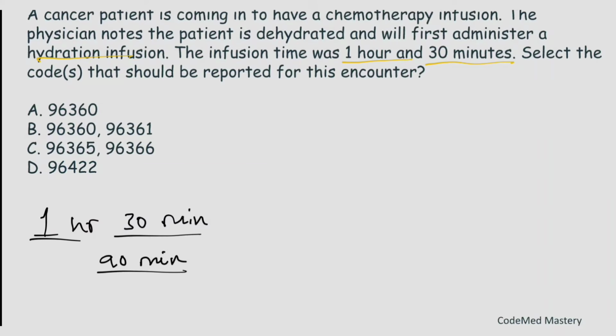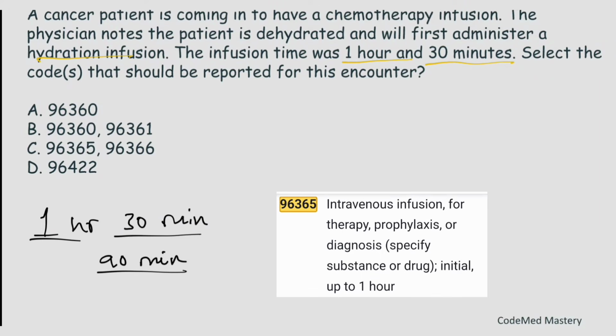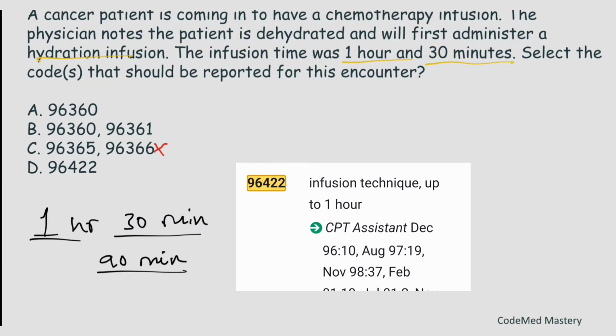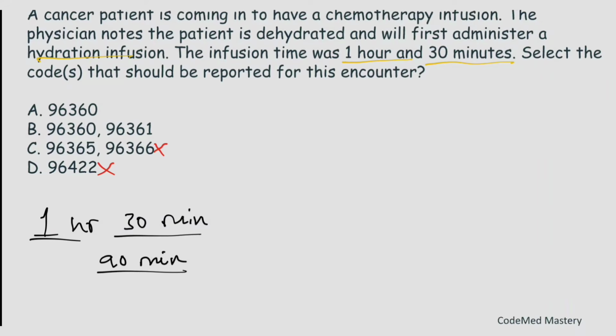In option C, they have mentioned 96365. In option D, 96422. 96365 is for intravenous infusion for therapy, prophylaxis or diagnosis. But according to the scenario, we have to code for hydration. So we cannot use the code 96365. So eliminate option C. And option D, they have mentioned 96422, which is for chemotherapy administration infusion technique up to 1 hour. We cannot use that code also because we have to code exclusively for hydration. So we'll eliminate option D. We are left with option A and option B.